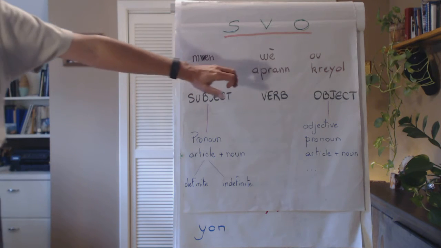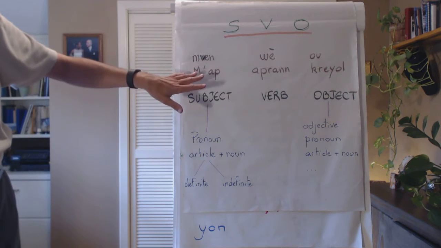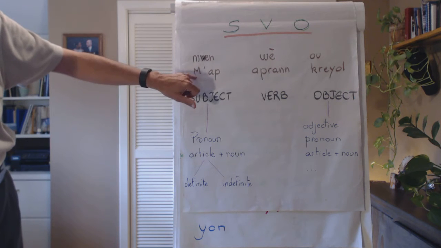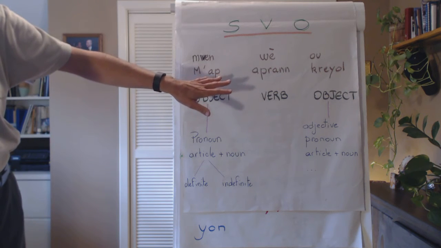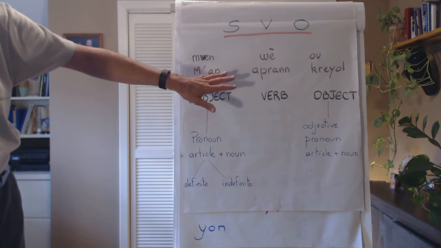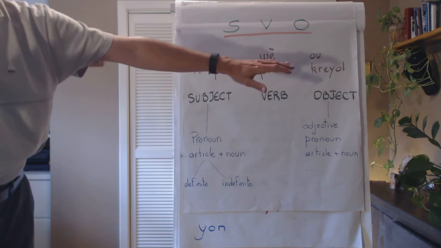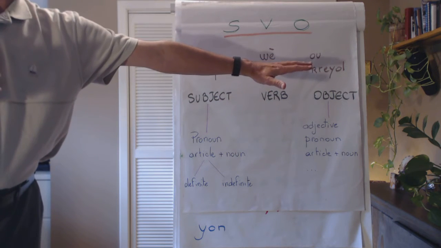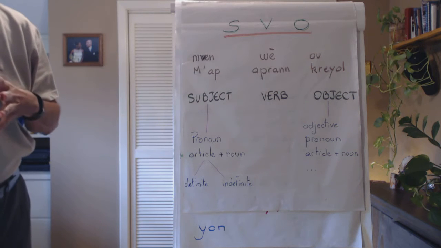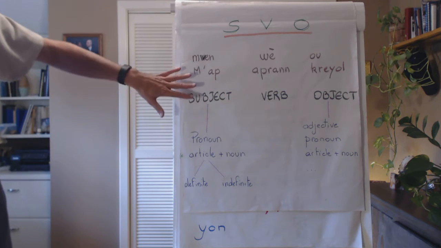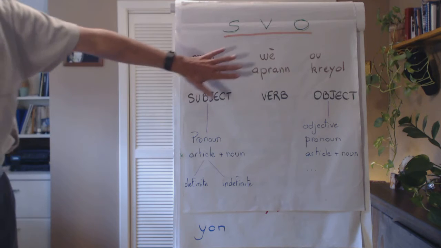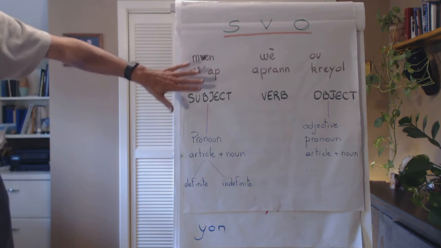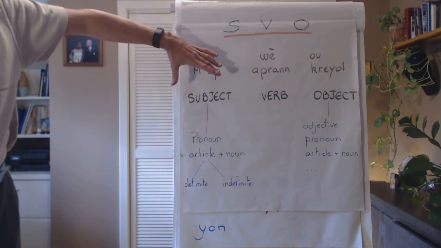Or I am learning Creole. Subject, I, moi. I'm learning. Present progressive, apprendre, and the object is Creole. Creole. M'apprendre Creole. Very good. So we need to keep that in mind. Three different parts in the sentence.